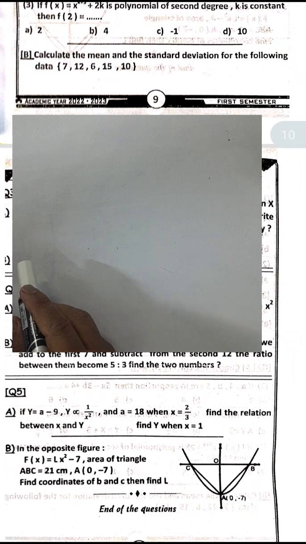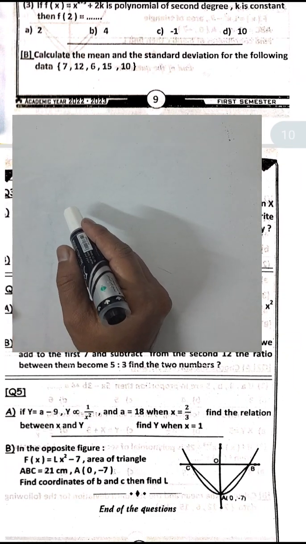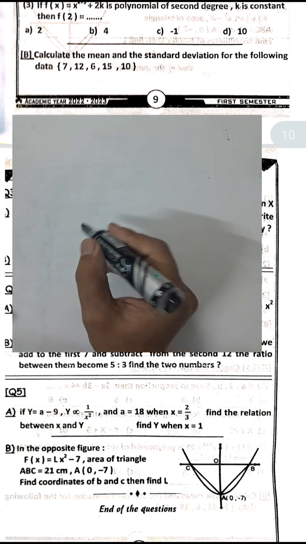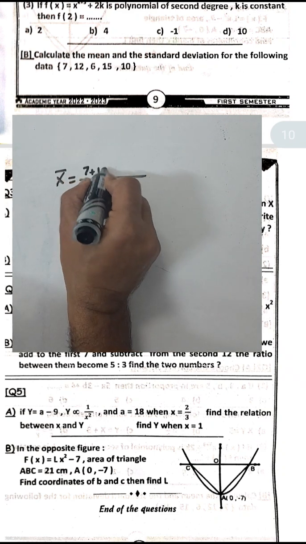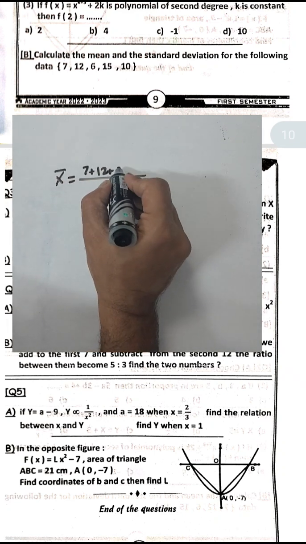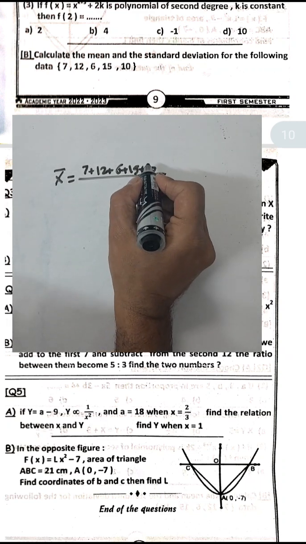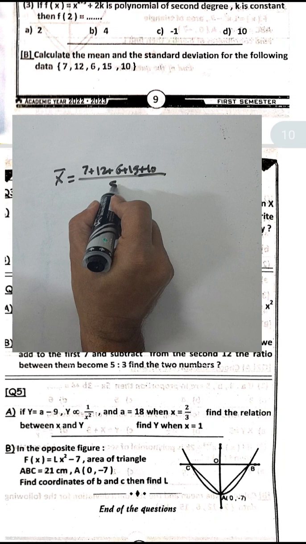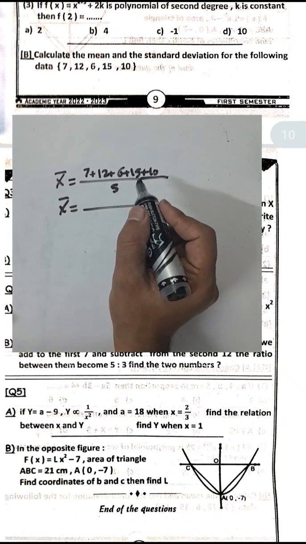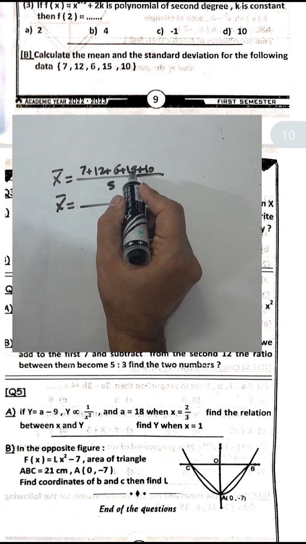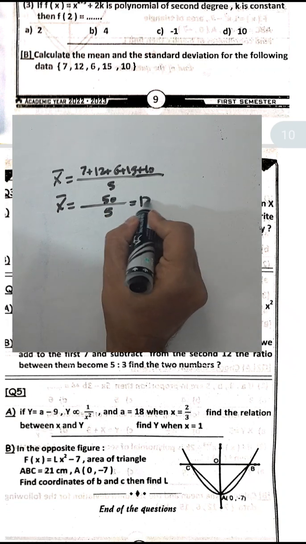Next question, calculate the mean and standard deviation of the following. You have data 7, 12, 6, 15, 10. Okay, we can find x bar equals the mean. The sum of all values divided by the number of the values. 7 plus 12 plus 6 plus 15 plus 10 over 1, 2, 3, 4, 5. Then the mean will be 7 plus 12 is 19 plus 6, 25. 25 plus 15, it will be 40. 40 plus 10, 50. 50 over 5, it will be 10. It will be x bar.